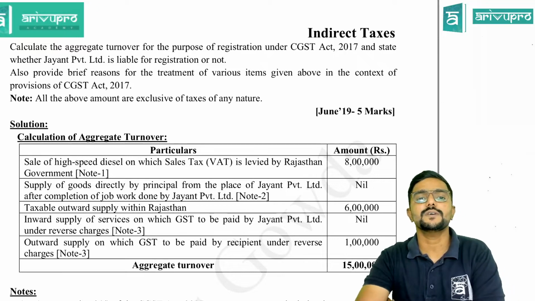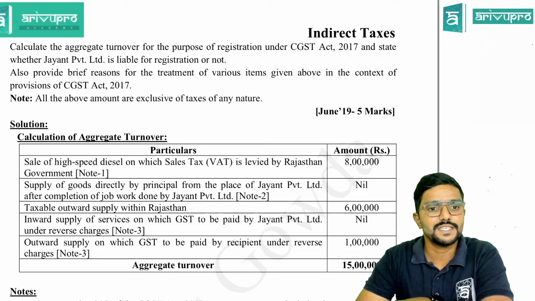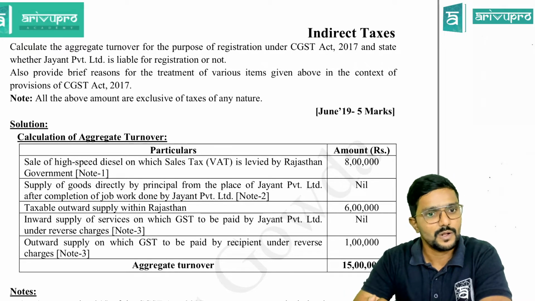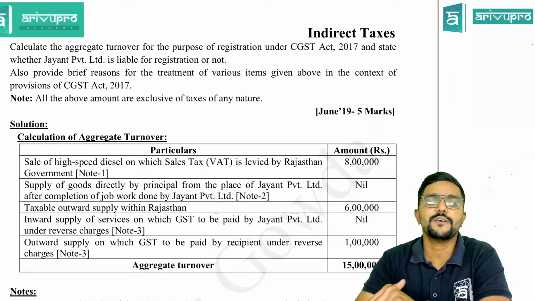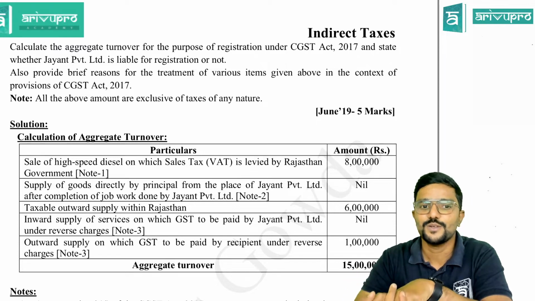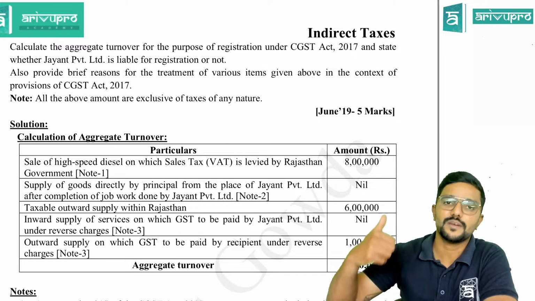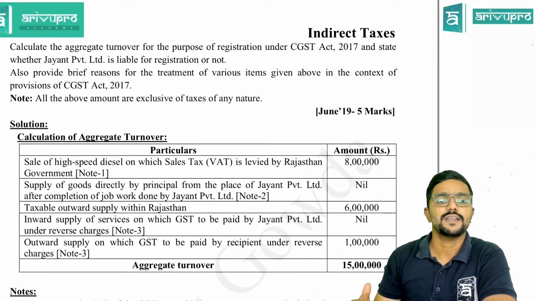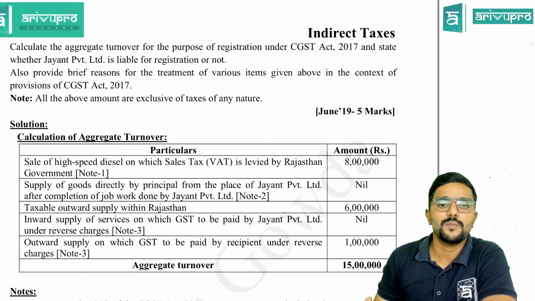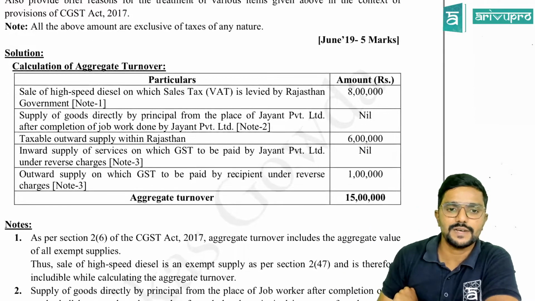Calculate the aggregate turnover for the purpose of registration under CGST Act 2017 and state whether Giant Private Limited is liable for registration or not. Also provide brief reasons for treatment of various items given above in the context of provisions of CGST Act 2017. So you should calculate aggregate turnover and tell whether Giant Private Limited is supposed to get registered or not. Then you should also give reasons for your treatment. Note, all the above amounts are exclusive of taxes of any nature. Okay, all the amounts are exclusive of taxes.